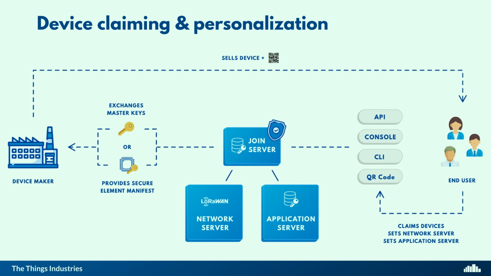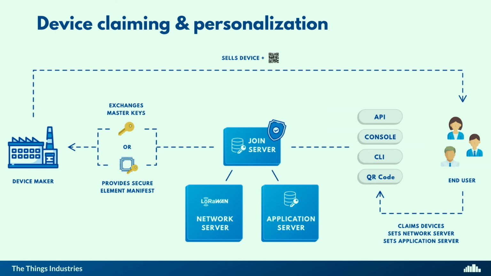So how does device claiming work? What we did between our join server and the secure element vendor is to exchange master keys with which we can derive session keys for each device. And to make it really easy, if you buy secure elements, you get a manifest, which is a proof of ownership that the secure elements are yours. And you can upload that manifest in our join server, and that way you can claim your devices.